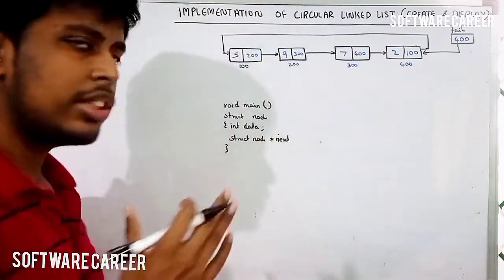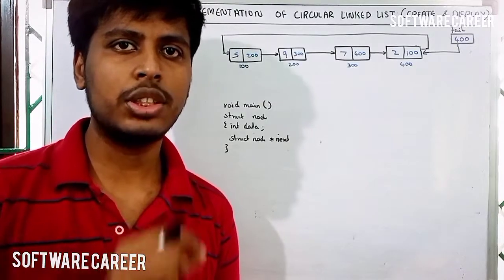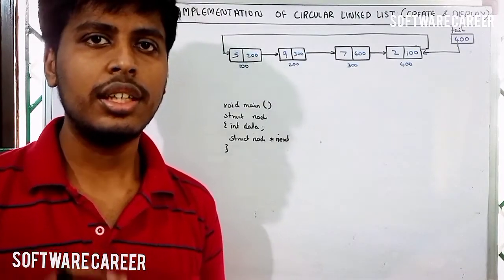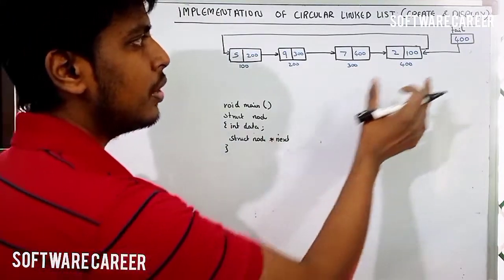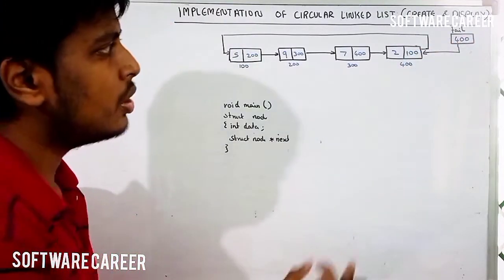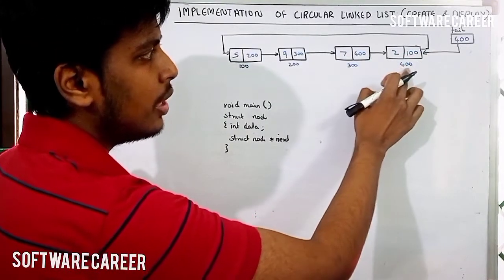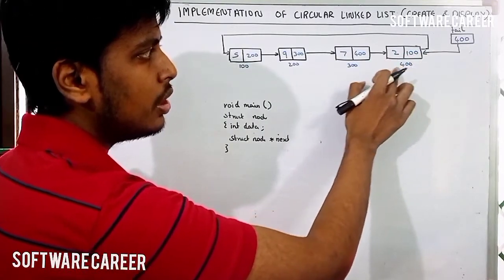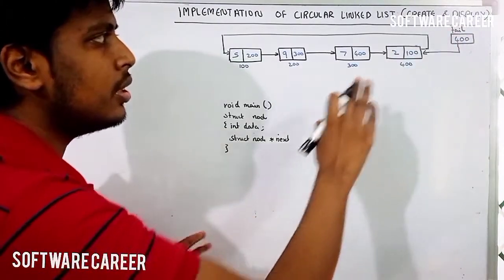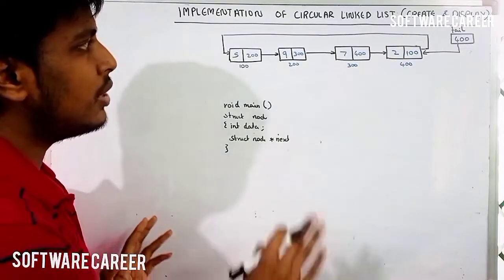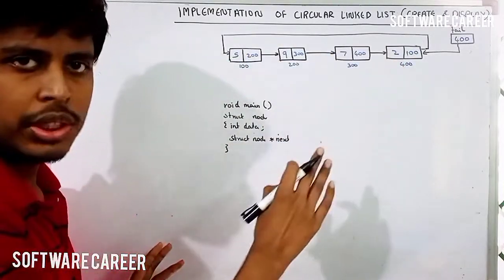See, what is head pointer? Head pointer is a pointer which points towards the first node in the circular linked list. That means it stores the address of the first node. But tail pointer stores the address of the last node. It points towards the last node. See the address, this is the last node. The address of the last node is 400. So 400 is stored in tail. This is the tail pointer.